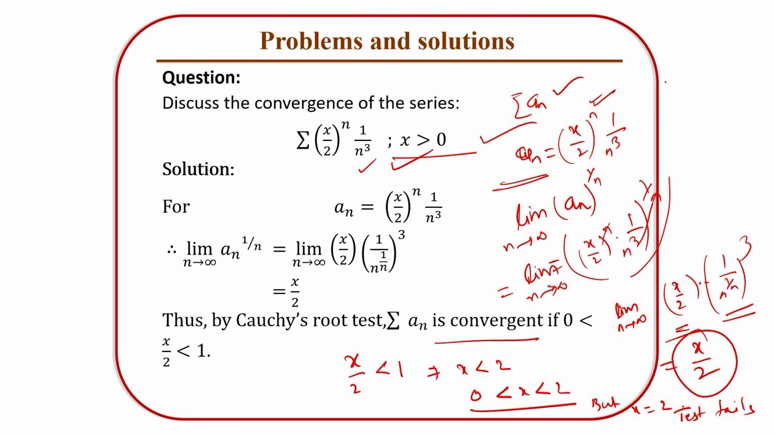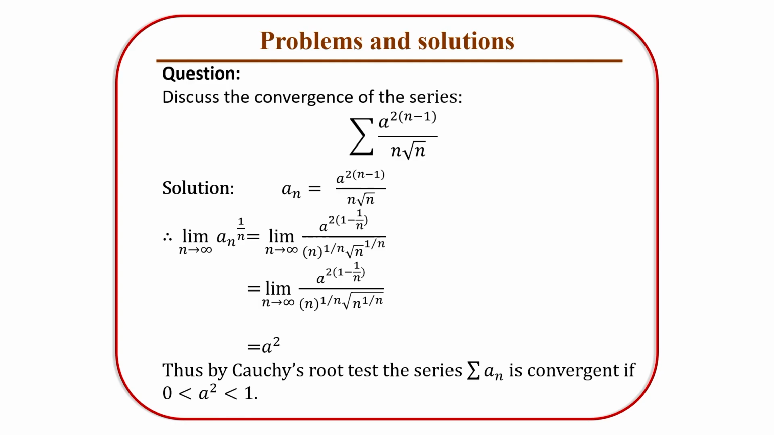So depending on x, we have 0 and 2 here. If x lies between these two, the whole series is convergent, and if x is strictly greater than 2, it is divergent. At x equal to 2, the test fails and we need some higher test, right? So that's the answer.